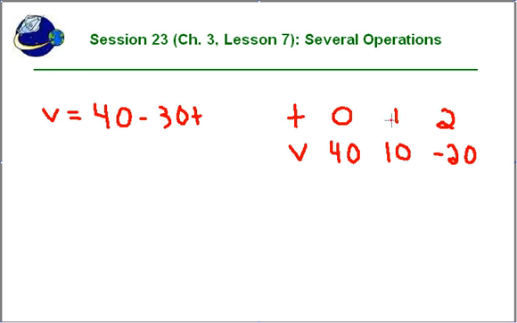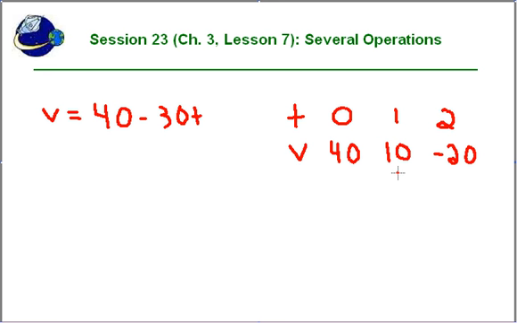Let's take a look now at time 1 second. After the rock has been out of your hand for 1 second, what is the velocity now of the rock? Well, let's take this 1 for t and stick it back into our formula. 30 times 1 is 30, because t is 1 now. 40 minus 30 is 10, positive 10. So after 1 second, the velocity of our rock now is 10.